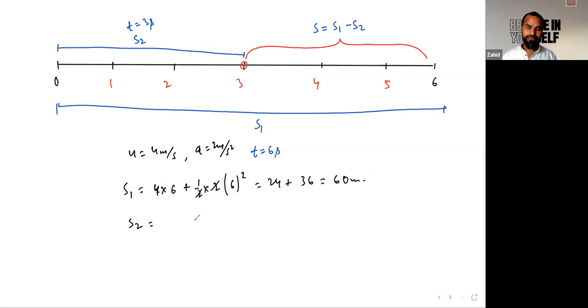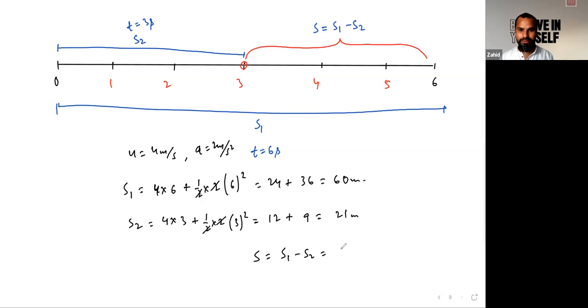Similarly for S2, 4 into 3 plus half times a and the square of 3. So it becomes 4 into 3, 12. 2 and 2 get cancelled out. The square of 3 is 9. 12 plus 9 is 21 meters. So S would be nothing but S1 minus S2. So 60 minus 21, it will be around 39 meters.